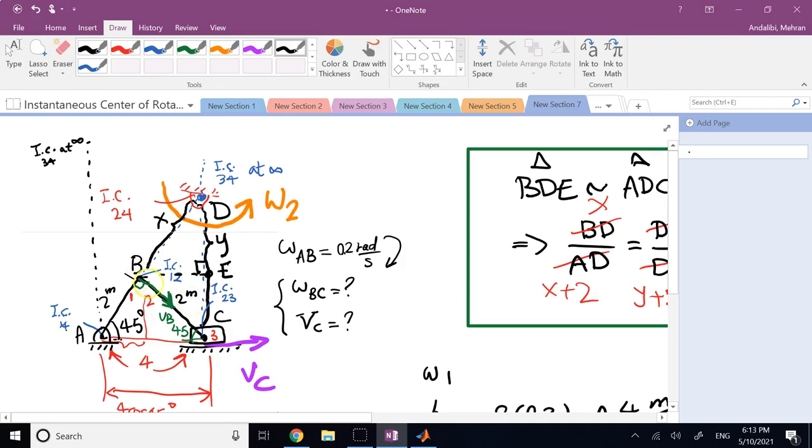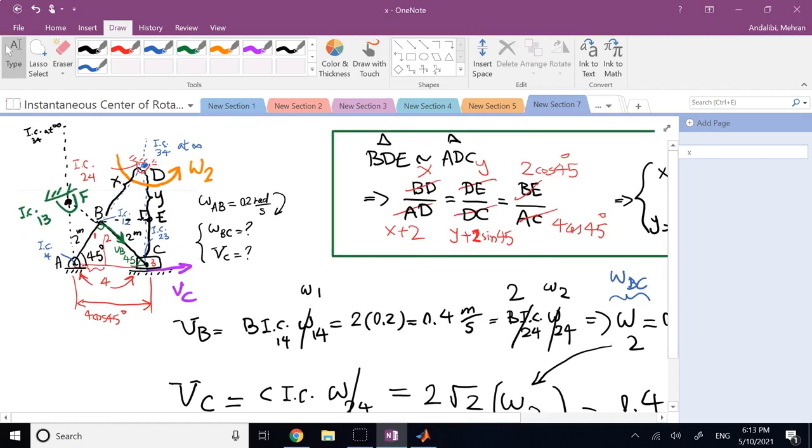So if I continue the line of BC to the vertical line drawn from A, this point here is what? This point is the instantaneous center of 1 with respect to 3. And you can call this point also something. Maybe you can call it F. Now the question is this.